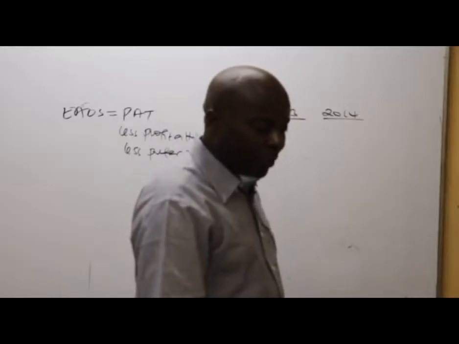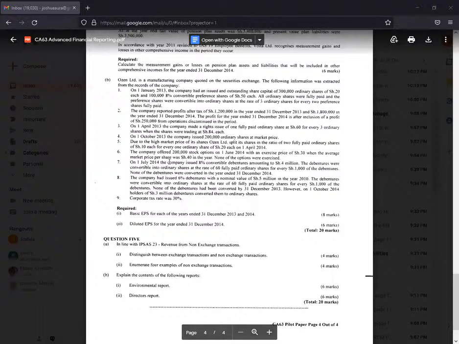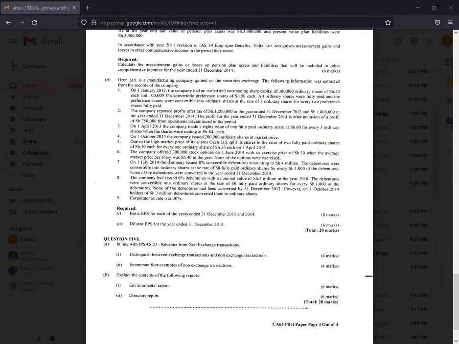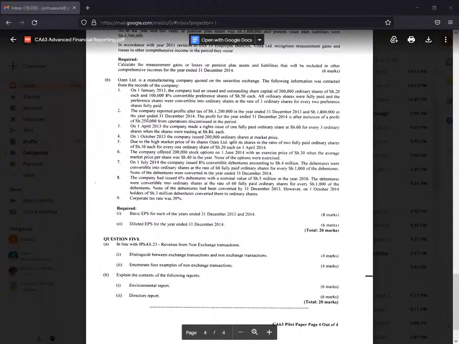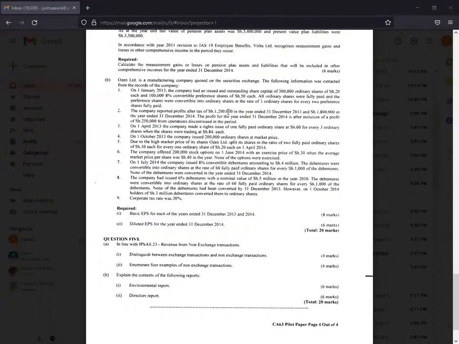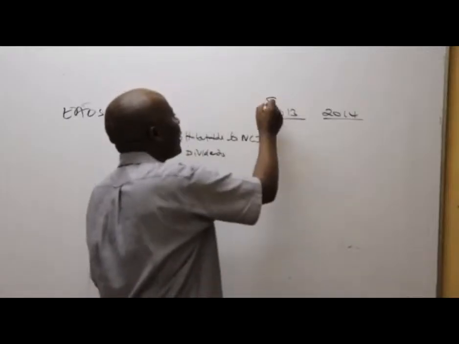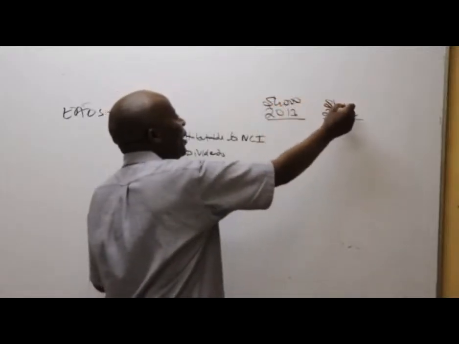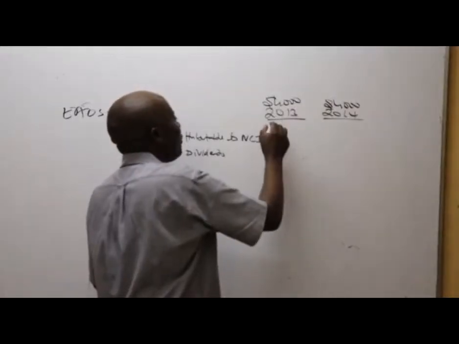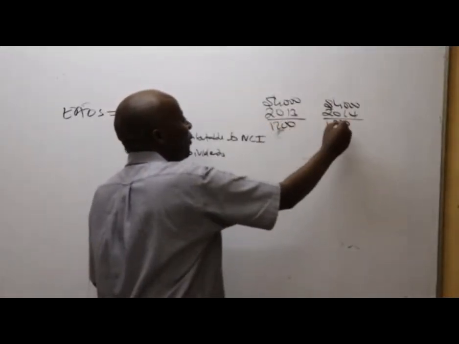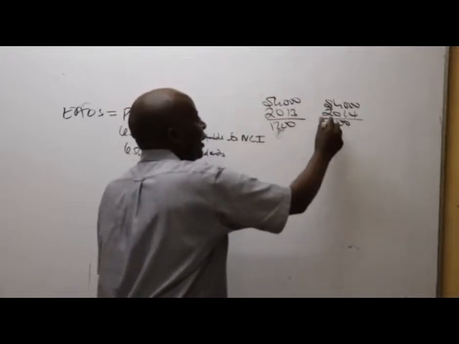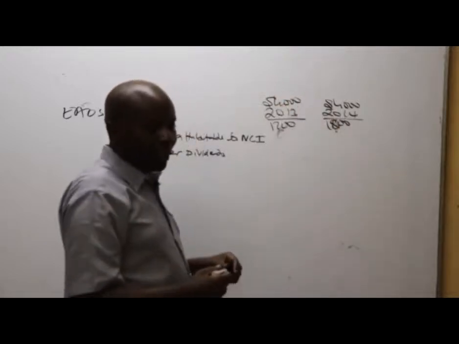Please, let's give this examiner the profits attributable to ordinary shareholders. So we start with the reported profit. You can see on 1st January, note number 2. The company reported profits after tax of 1,200 and 1,800. I would want my figures to be in shillings, thousands. So they say here profit after tax is 1,200 and the other one is 1,800.